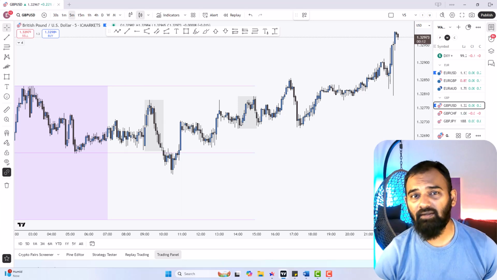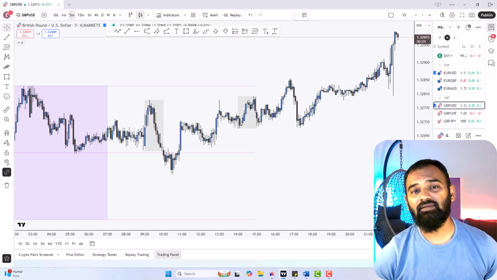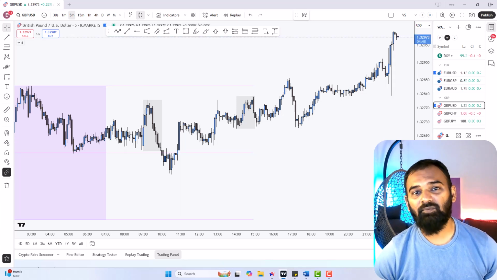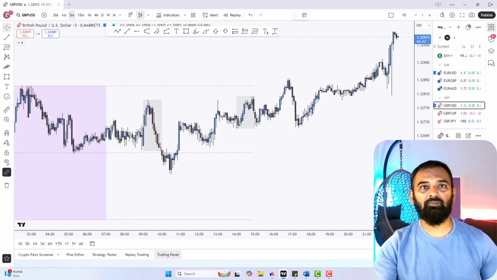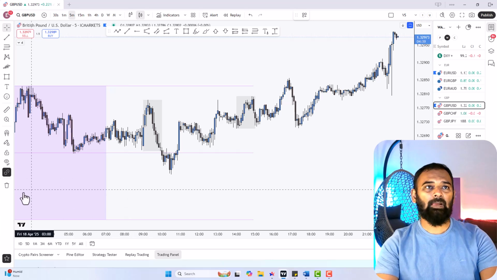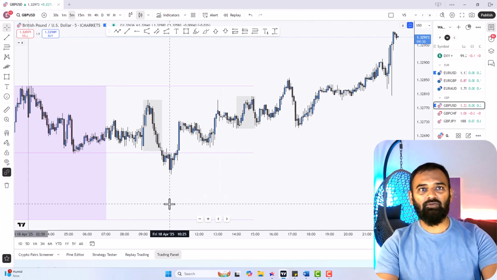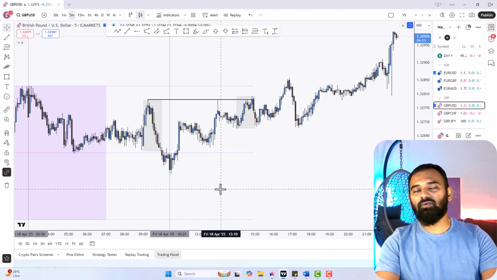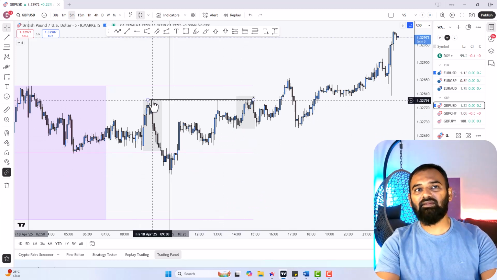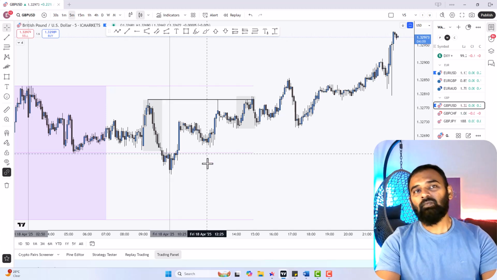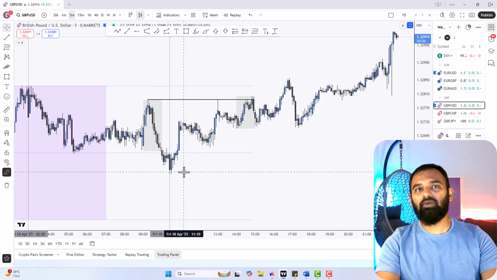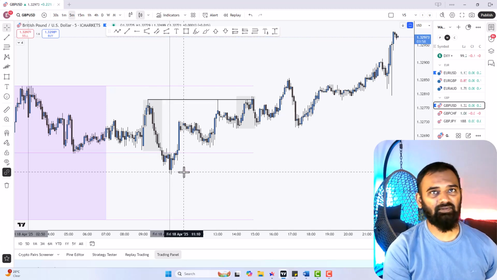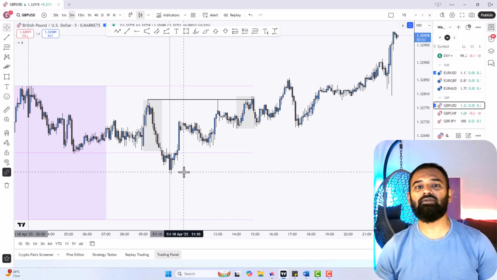Now let us discuss the third core component of market structure, that is market structure shift. This happens when price starts to break the structures in the opposite direction of the current trend. So for example, we can identify that from this particular area to this particular area, market was in a downtrend. But after some time, instead of making lower lows, market has started to break this previous structure. So it means market is trying to reverse. Hence the name, shift in market structure. So previously market structure was bearish. Now market structure is shifting towards bullish direction.